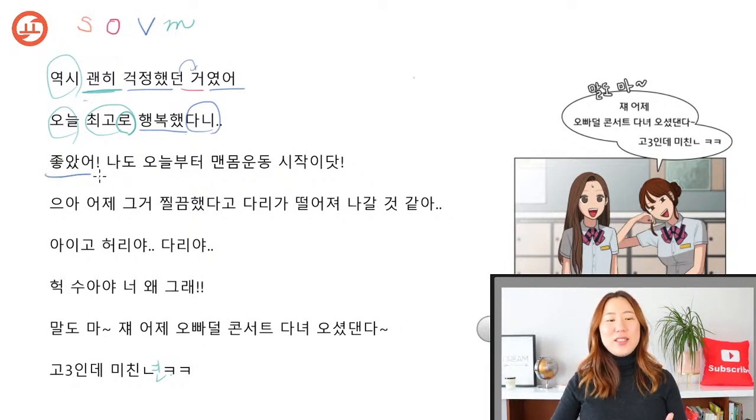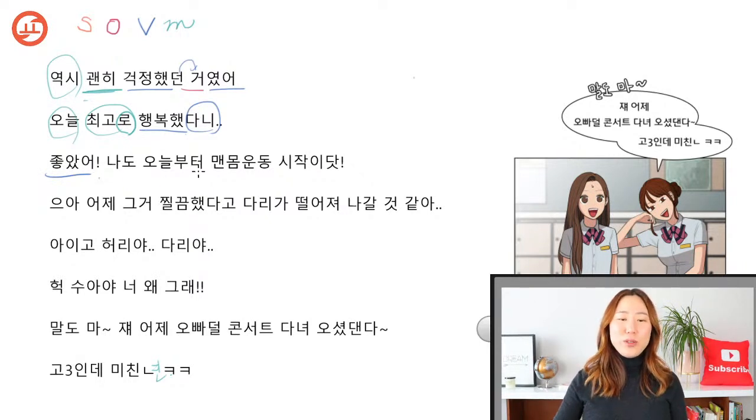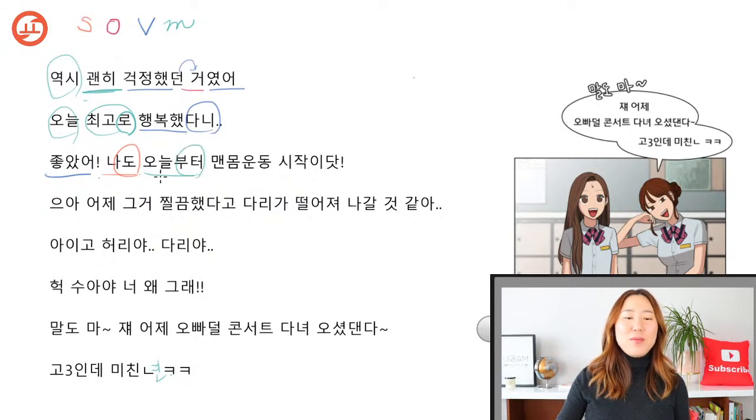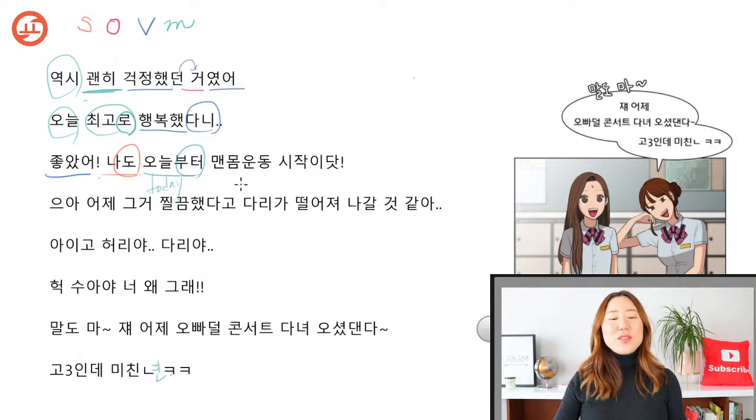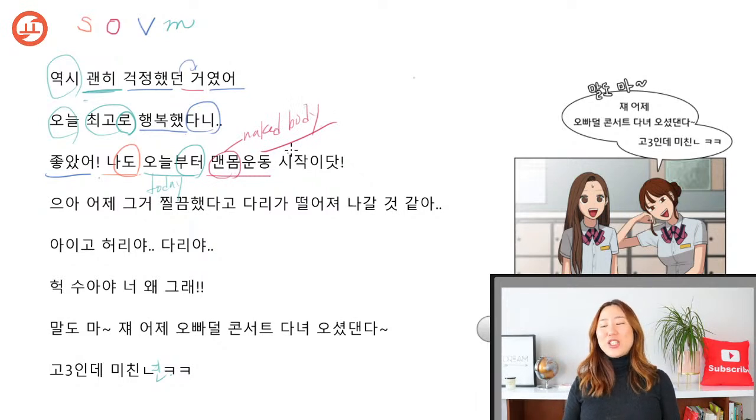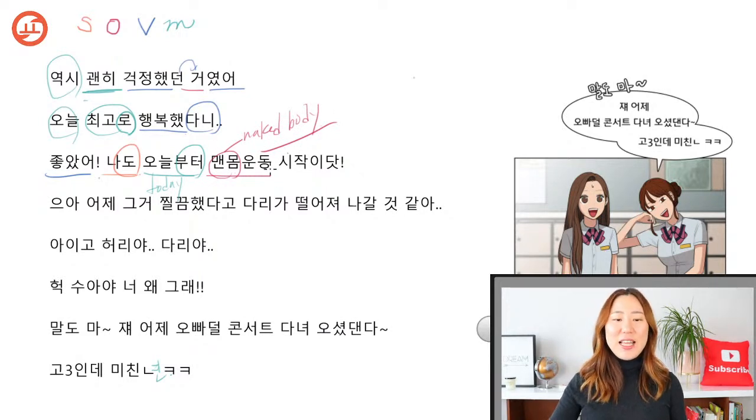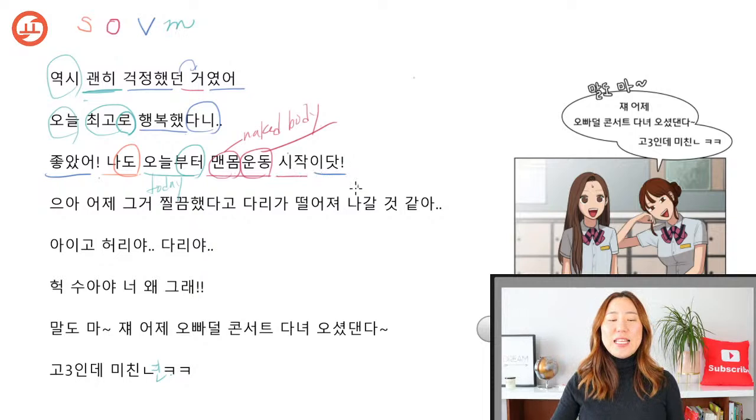좋았어. Good. It's good. What? 나도 오늘부터 맨몸 운동 시작이다. 나도, I also, 오늘부터, from today. 맨몸 운동. So I don't know why they say 맨몸. 맨몸 means naked body. Okay? But I guess she just means body exercise. Body exercise 시작이다. 시작, start. 이다, it's the start. What start? Body exercise from today. For me as well.